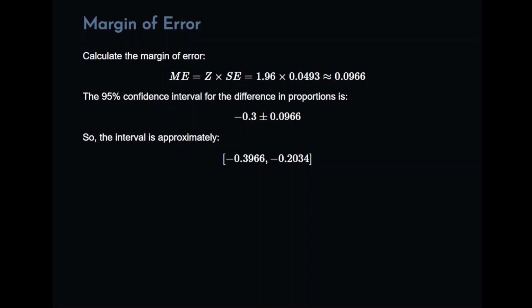Margin of error equals Z times SE, which is 1.96 times 0.0493, which is approximately 0.0966. Now, the quantile of the 95% confidence interval is 1.96. If you're unfamiliar about where this 1.96 came from, it is the quantile of the standard normal distribution that corresponds to a 95% interval in the middle. It's actually the 97.5 quantile of the standard normal distribution.